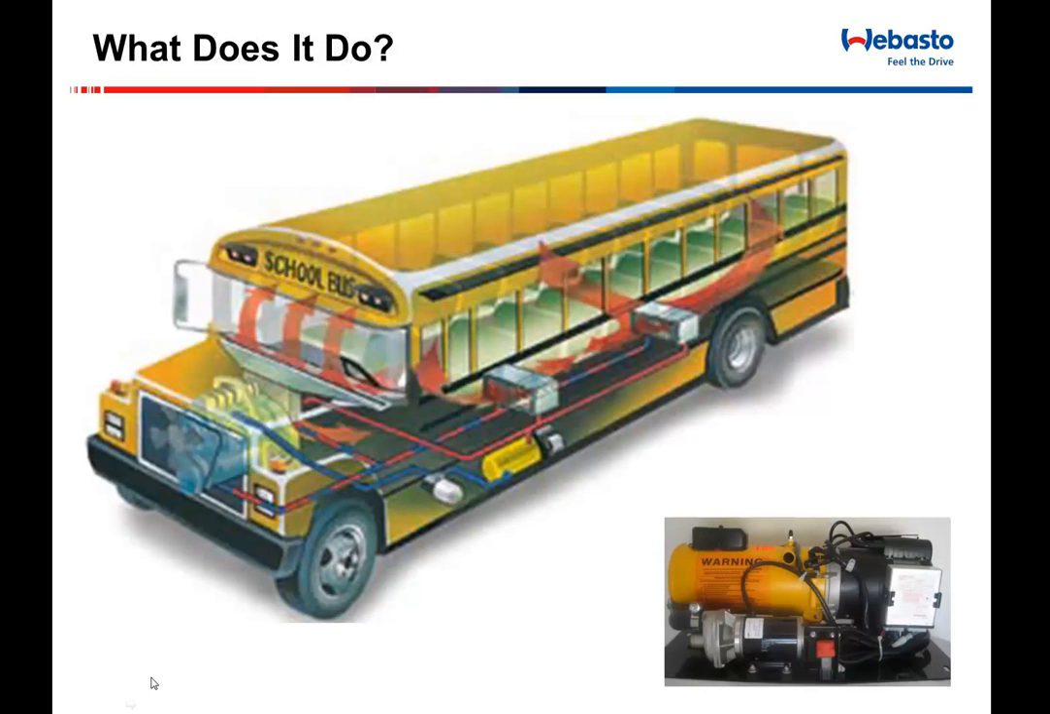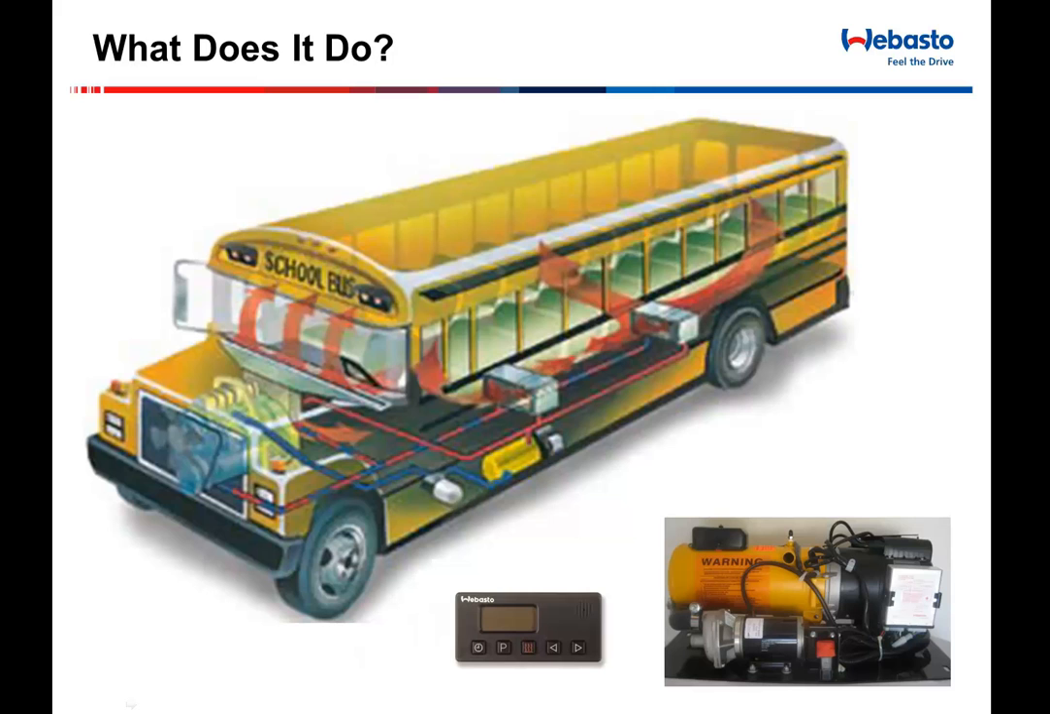If we jump right in and look at what the Webasto is actually supposed to do, the unit itself is integrated into the electrical system of the vehicle, into the coolant system, and into the fuel system. It can be activated either via an on-off switch or a timer, which is the typical application out there. A school district, a driver, whoever is in charge of that timer, will typically set that unit to come on 1 hour prior to when that vehicle is going to be put into operation.